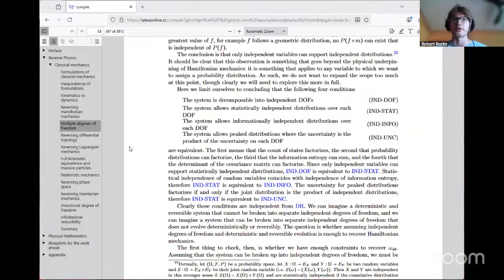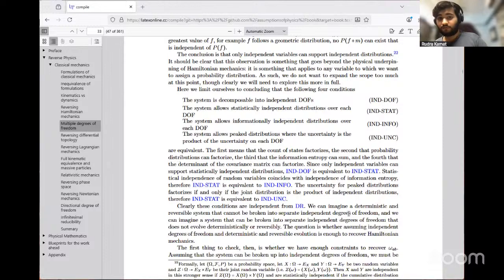Since only independent variables can support statistically independent distributions, independence of degrees of freedom is equivalent to statistical independence. Statistical independence of random variables coincides with independence of information entropy. Therefore, statistical independence is equivalent to informational independence. The uncertainty for peak distributions factorizes if and only if the joint distribution is the product of independent distributions. Therefore, statistical independence is equivalent to independence of uncertainty.